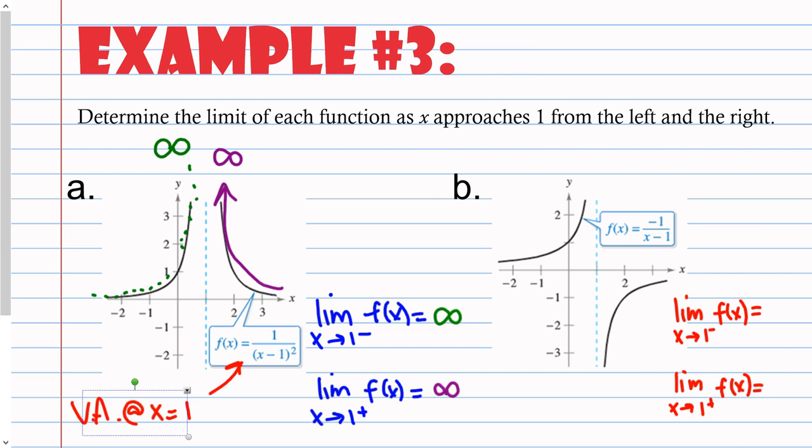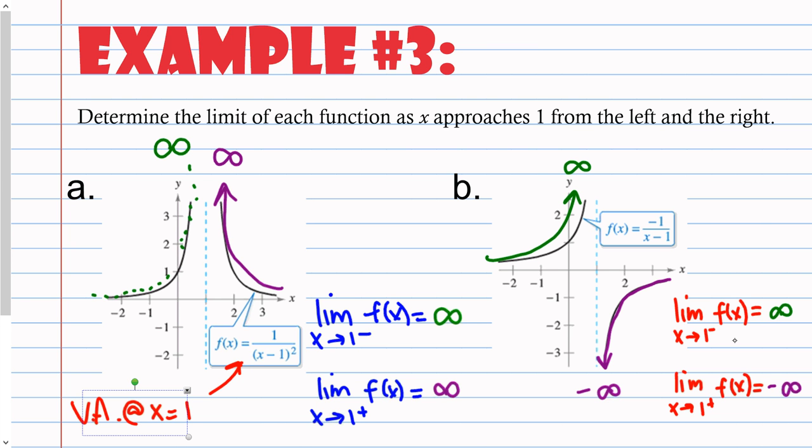Same thing with B. So from the left, my graph, oh, look at that, also going to positive infinity. But then from the right, as x approaches, or my graph is getting closer to 1, it is headed towards negative infinity. So A, we had the same answer, no big deal. B, we had two different answers.